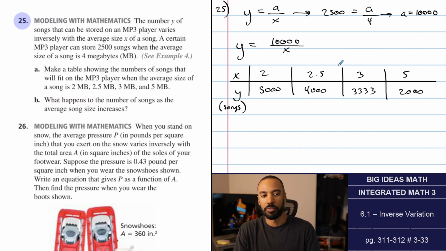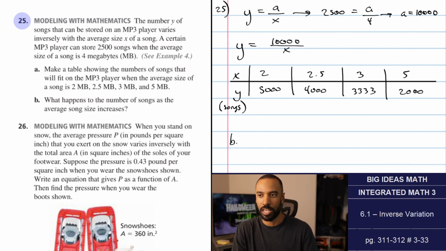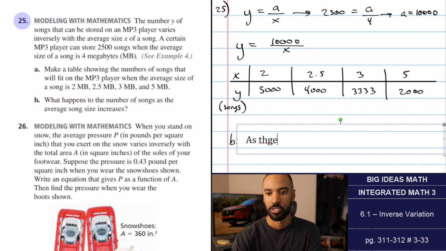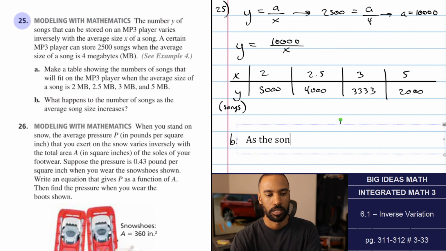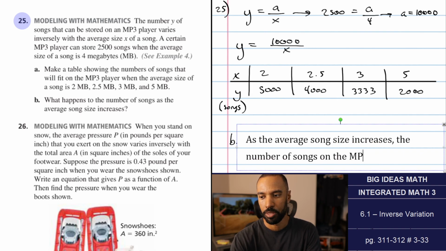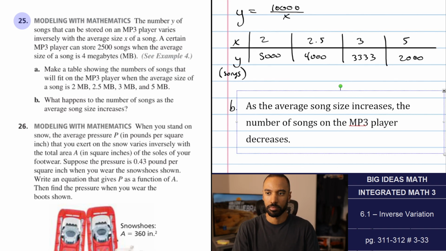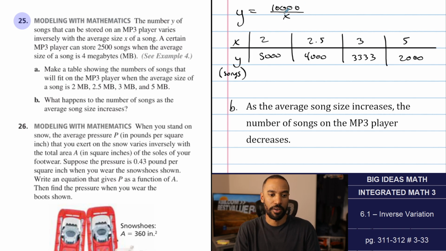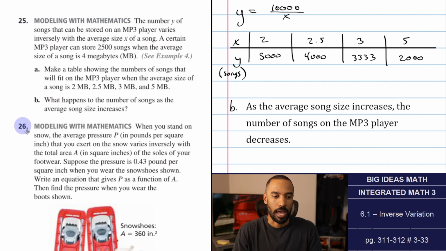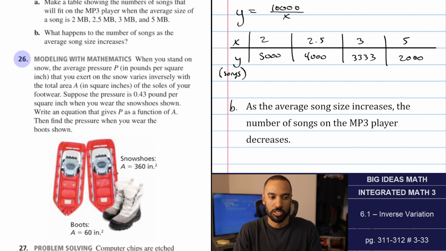It says, what happens to the number of songs as the average song size increases? Well, the number of songs in the MP3 player decreases. As the average song size increases, the number of songs on the MP3 player decreases. Okay, as inverse variation should go. That's really for any question that they're going to ask on inverse variation. I don't know if they're going to ask it over and over, but you got an instance of it there.